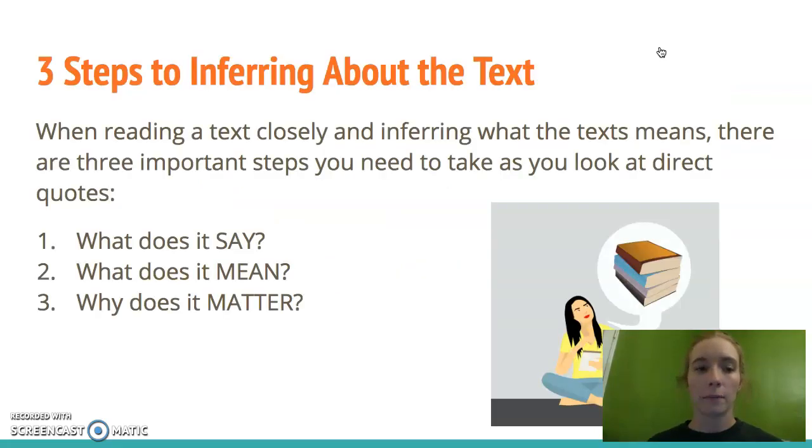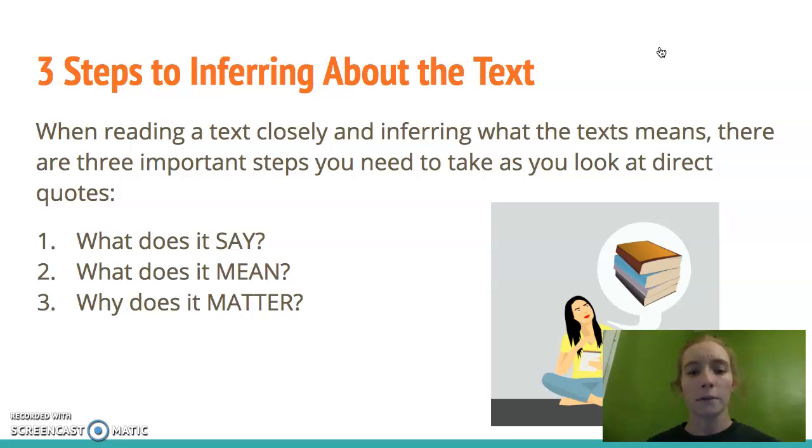Our first step is, what does the text actually say? When you're reading a text closely, you want to make sure that you're looking exactly at the direct text from Of Mice and Men, which is the book that we're reading. The second step is, what does it mean? Actually gaining a better and deeper understanding of what the text is meaning, or what the author is trying to get across.